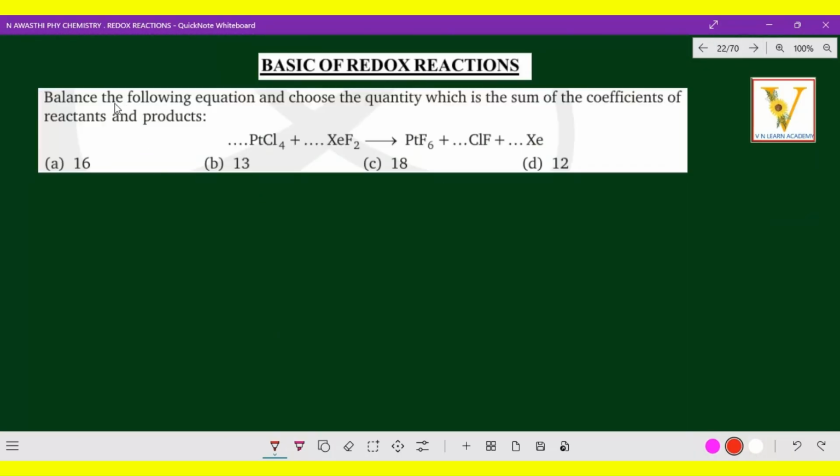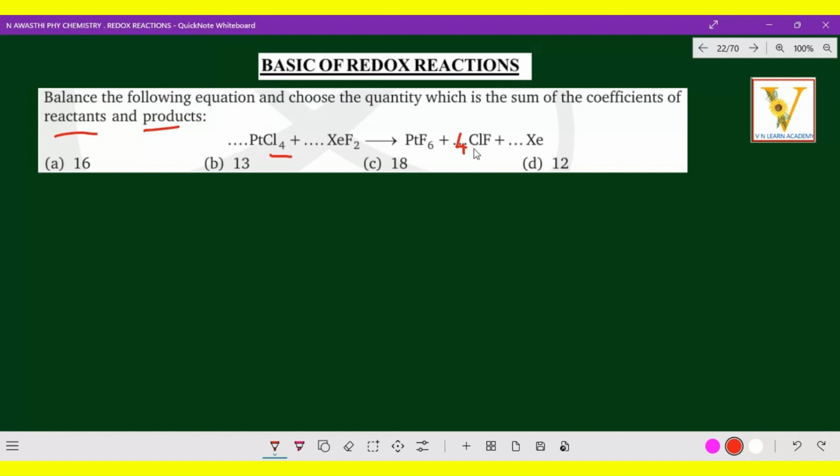Now the second question. Balance the following equation and choose the quantity which is the sum of the coefficient of reactant and product. See, in this question they are asking about both reactants and products, so the stoichiometric coefficient. That means we have to balance the equation. Now, as we observe, platinum tetrachloride PtCl4 plus XeF2 gives PtF6 plus ClF plus Xe. Now, how many fluorine atoms are there? Here 6 plus 1, 7, and chlorine atom only 1, whereas here 4 are available. Let us put 4 over here.